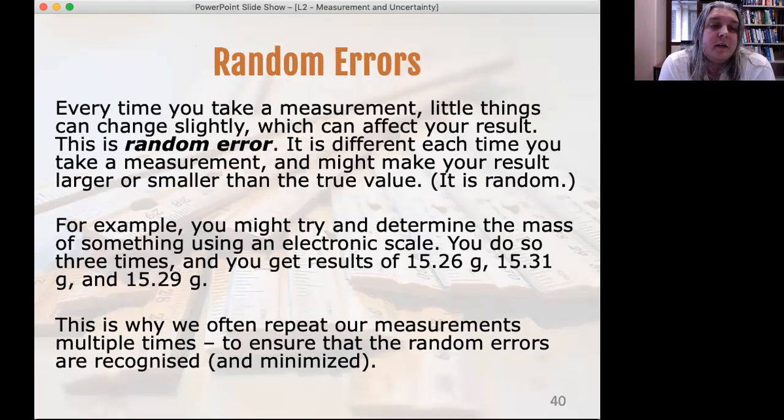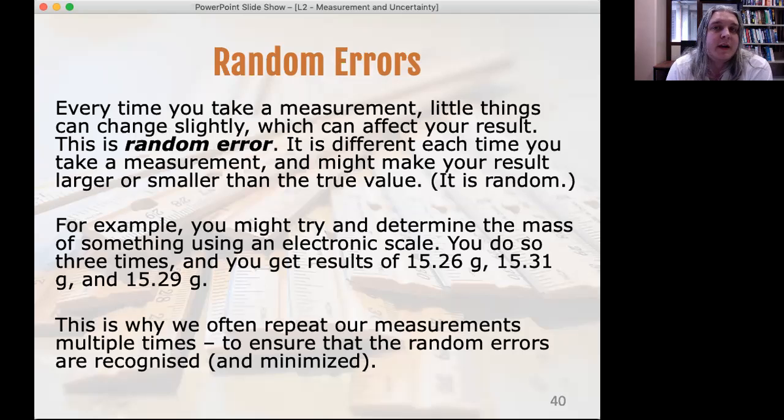Every time you make a measurement, things can change slightly, right? Whether it's the alignment, whether it's the position of you, whether it's the object itself, things can change slightly. That is called random error. Random error is the idea that you could repeat a measurement and get a different value every time.